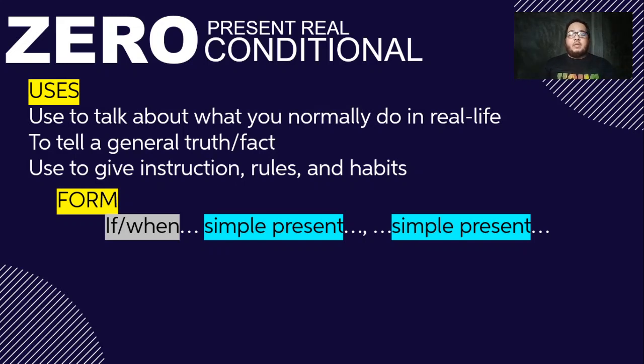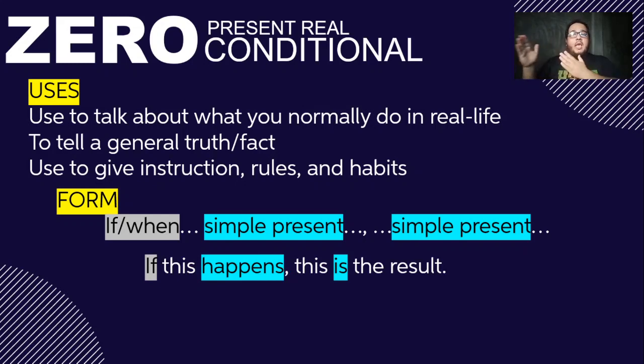And then there is a simple present verb in the if clause, followed by a comma, and then in the main clause, there is also a simple present tense verb. Okay, let's have this example. If this happens, that is the condition, this is the result. As you can see, we have here if, the conjunction if, happens, simple present for the if clause. And the result clause, this is the result, we made use of is as a simple present tense.